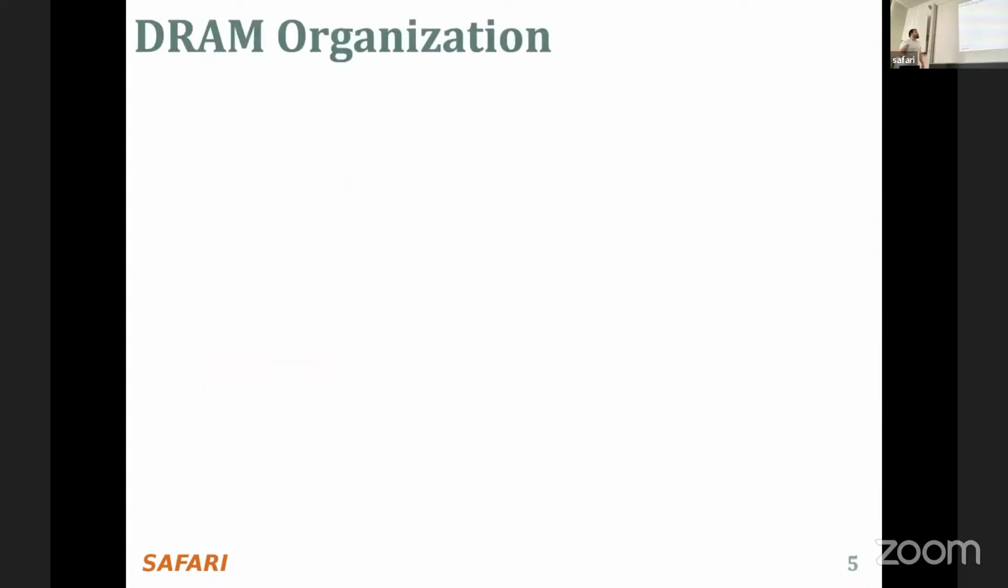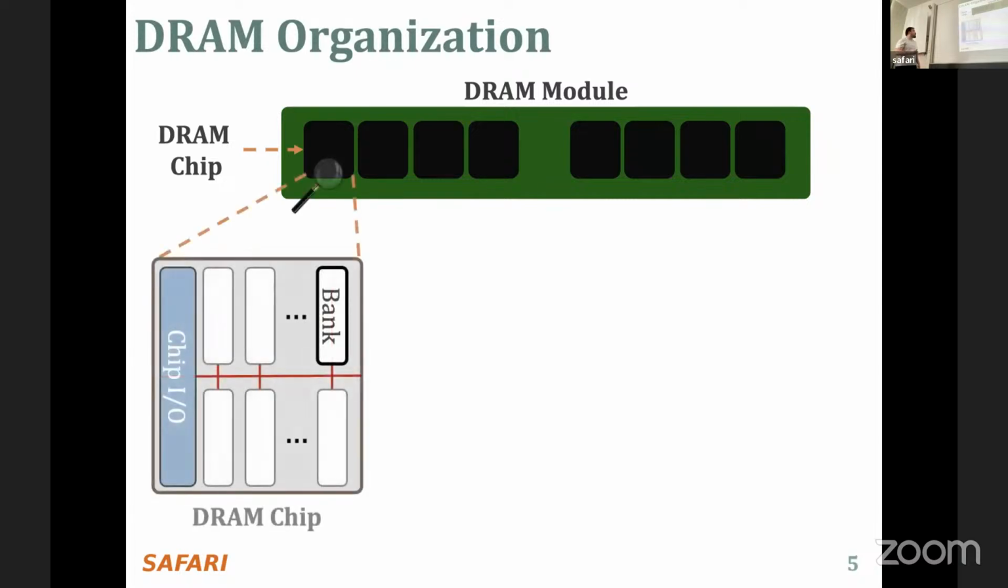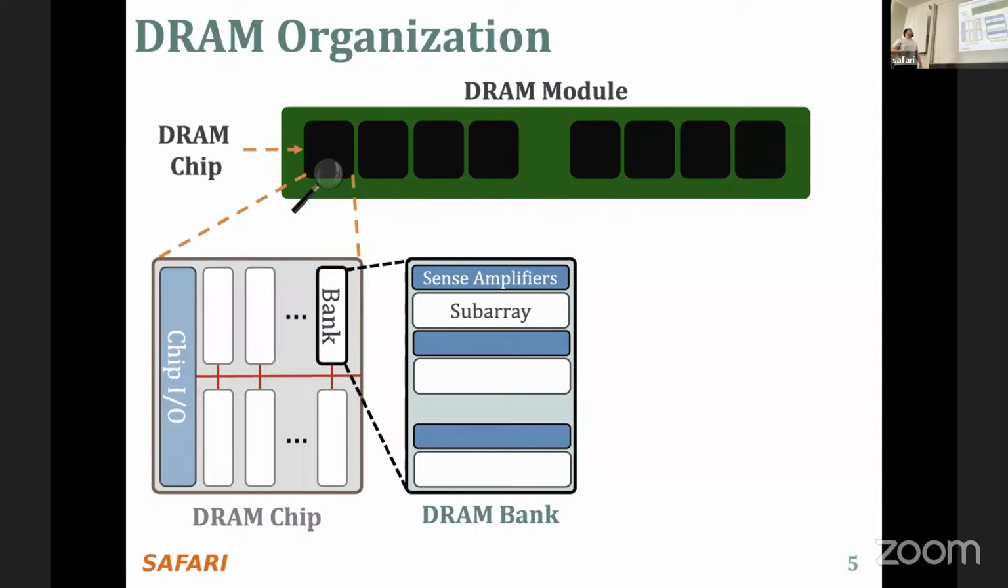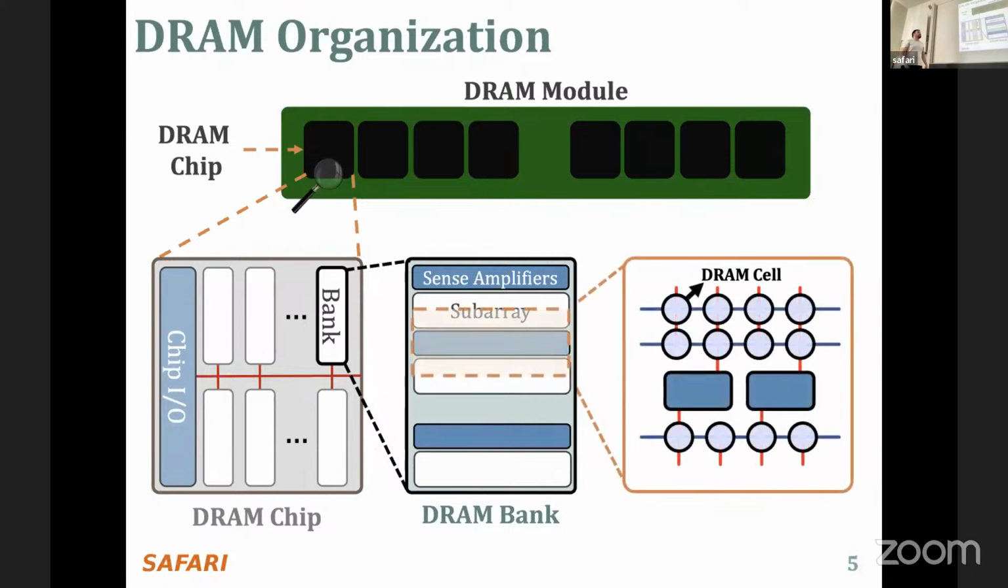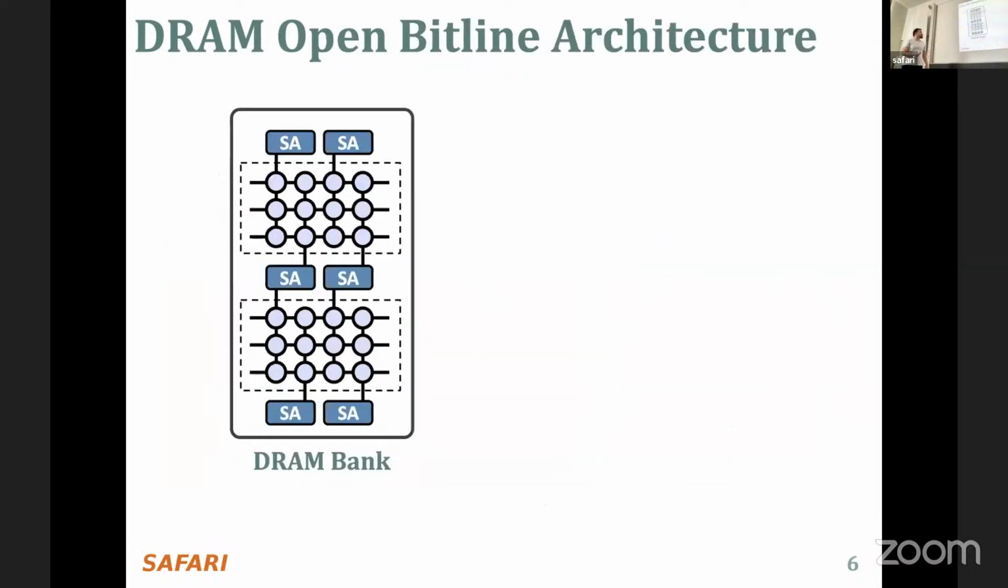As you may know already, here's a pictorial example of a DRAM module, which consists of multiple DRAM chips. Inside the DRAM chip, we have multiple DRAM banks, and inside the DRAM bank, we have multiple subarrays and sense amplifiers. And inside the subarray, we have a 2-dimensional array of DRAM cells, which are connected through word lines, and they form a DRAM row, and sense amplifiers are connected to these cells through bit lines.